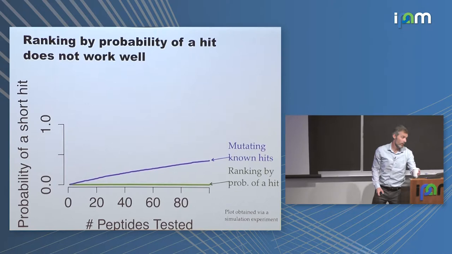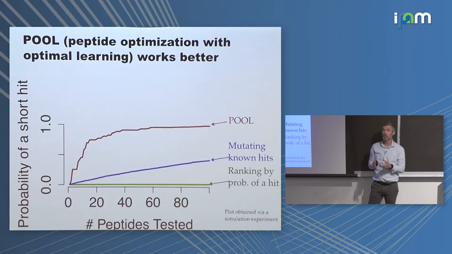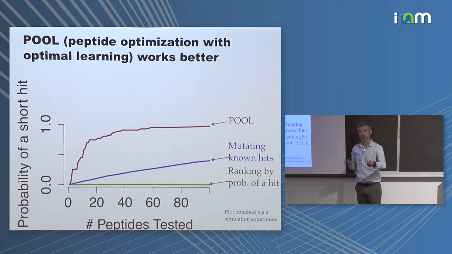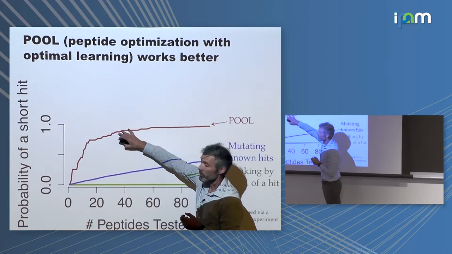But the case that I want to make is that the supervised learning model actually provides a lot of value. You just need to use it in the right way. So if you adopt the approach that I described for recommending books to the setting of peptide optimization, use that same supervised learning model, and calculate the probability of finding a short hit versus the number of peptides tested, it grows much faster and you can get a reasonably large chance of success with a relatively small number of experiments.